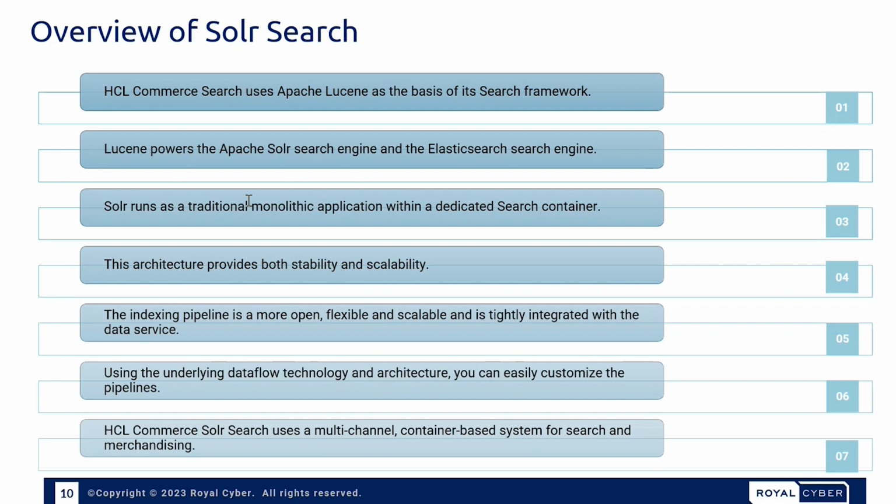HCL Commerce Search uses a multi-channel container-based system for search and merchandising. At the front end, HCL Commerce Search interacts with users and other components of the store environment by using HTTP REST requests. On the server, it merges the speed of relational databases with the flexibility of unstructured XML. As the queries come in, they are transformed into XML documents whose content is compared against a detailed index by the Apache Solr engine to return the search results.